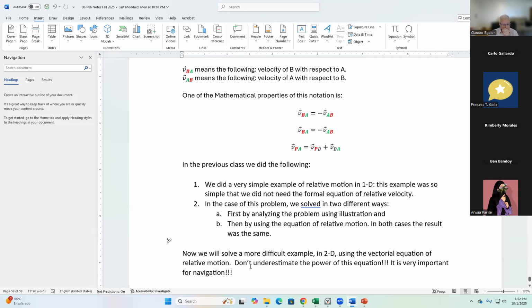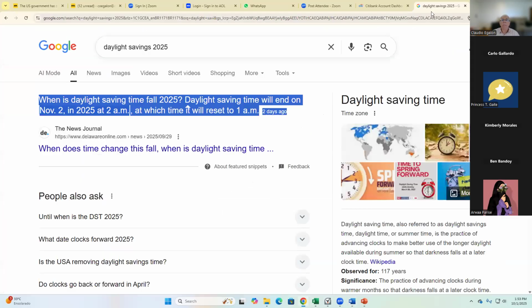Now we solve a more difficult example in 2D using the vectorial equation of relative motion. Don't underestimate the power of this equation. It's very important for navigation. Whether you're flying an airplane or using a boat in the ocean, open waters, or even the river. Okay, we have this example in the book.